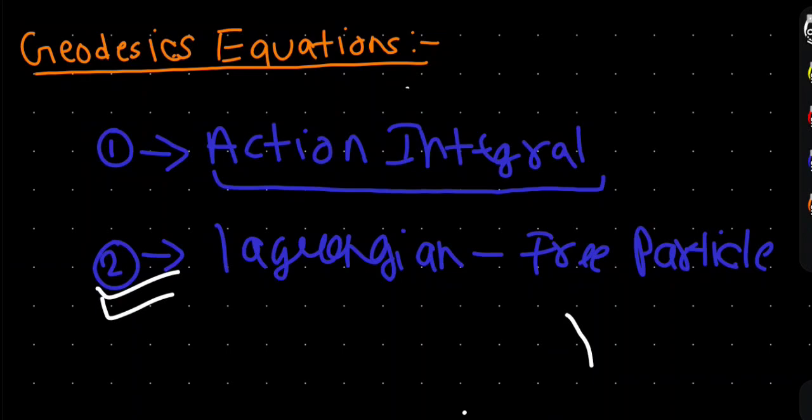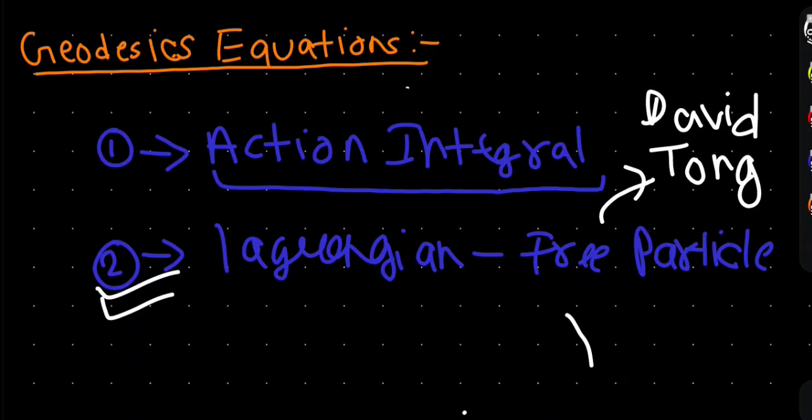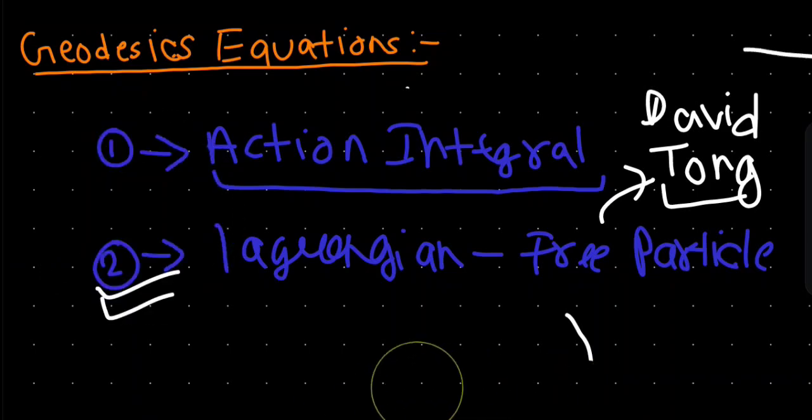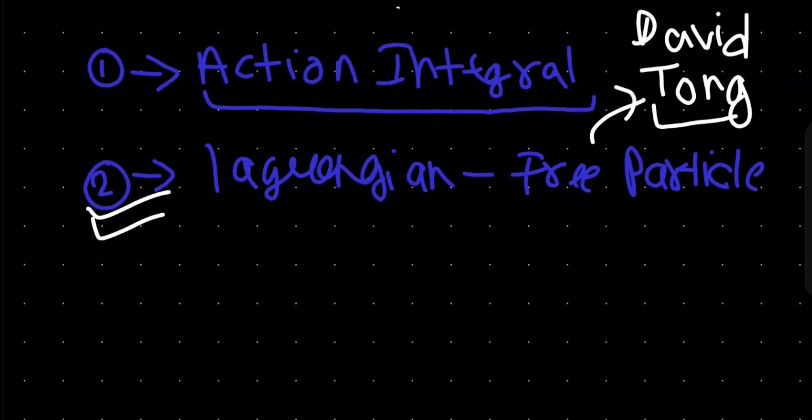The Lagrangian method is also quite easy compared to the action integral. That's why this is the method I'm going to use. This Lagrangian method is also given in David Tong's lecture notes, which I personally used for general relativity. So you can use David Tong's lecture notes. Now let's start the derivation.